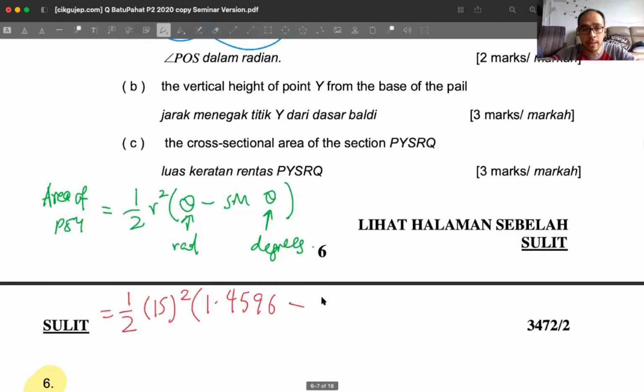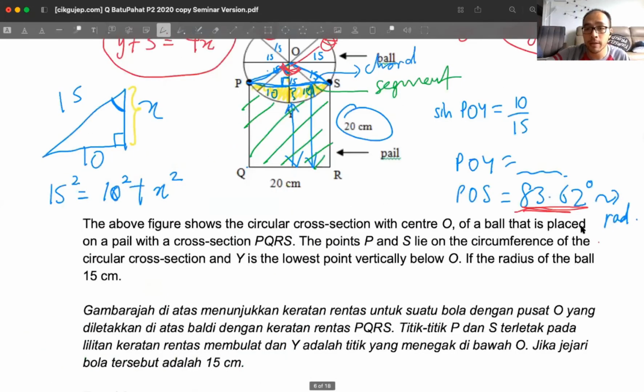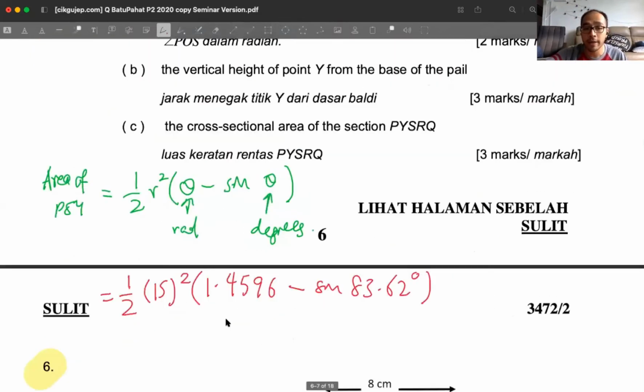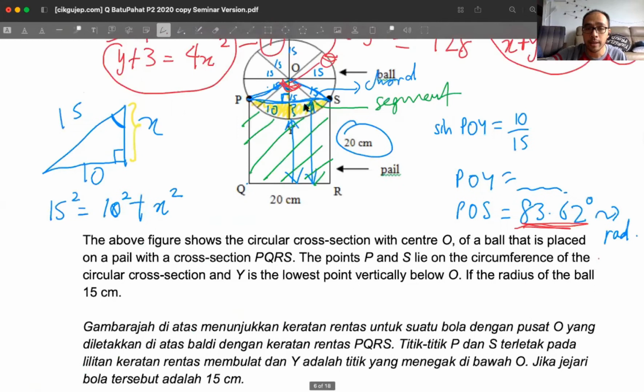1.4596 minus sine 83.62, if I'm not mistaken. Okay, how do we get this? It is from this value up here, from question A. When I convert 83.62 to radian, I get 1.4596. Once I have the area of the sector, which is this one, I minus the square to get the green color area. So give this a try.